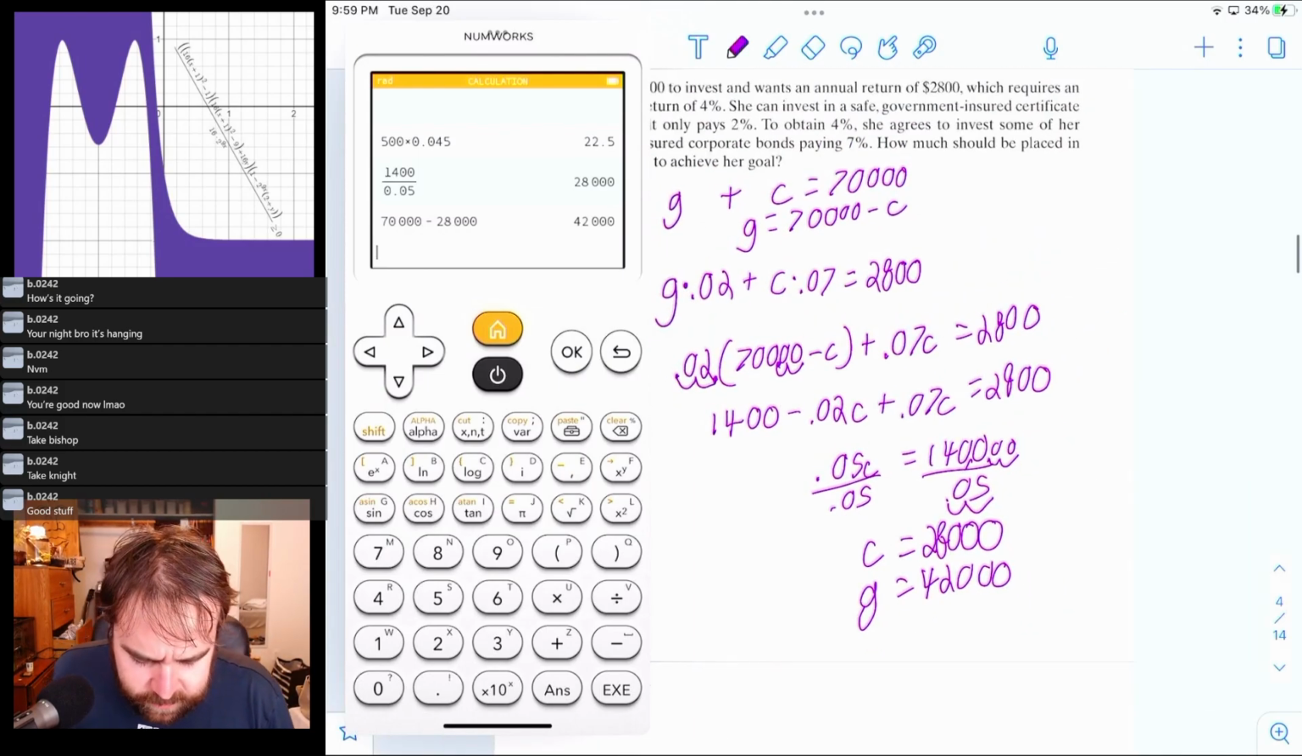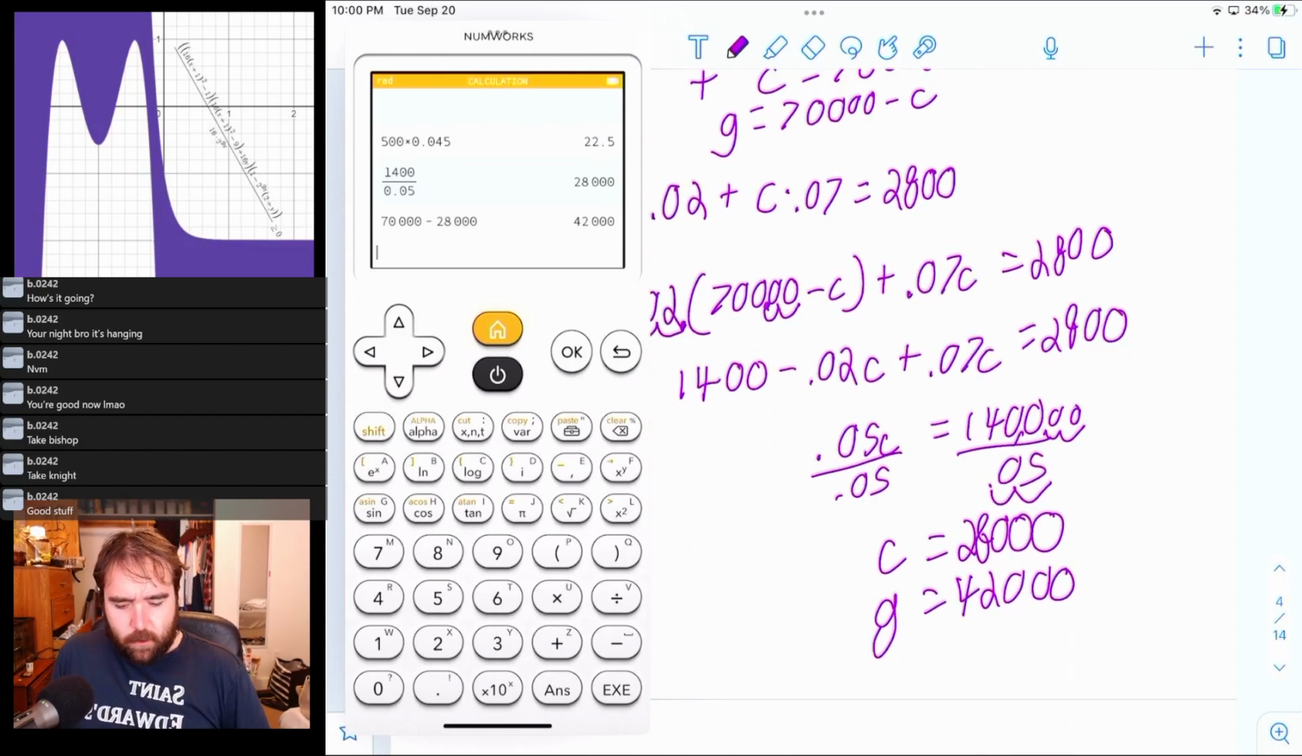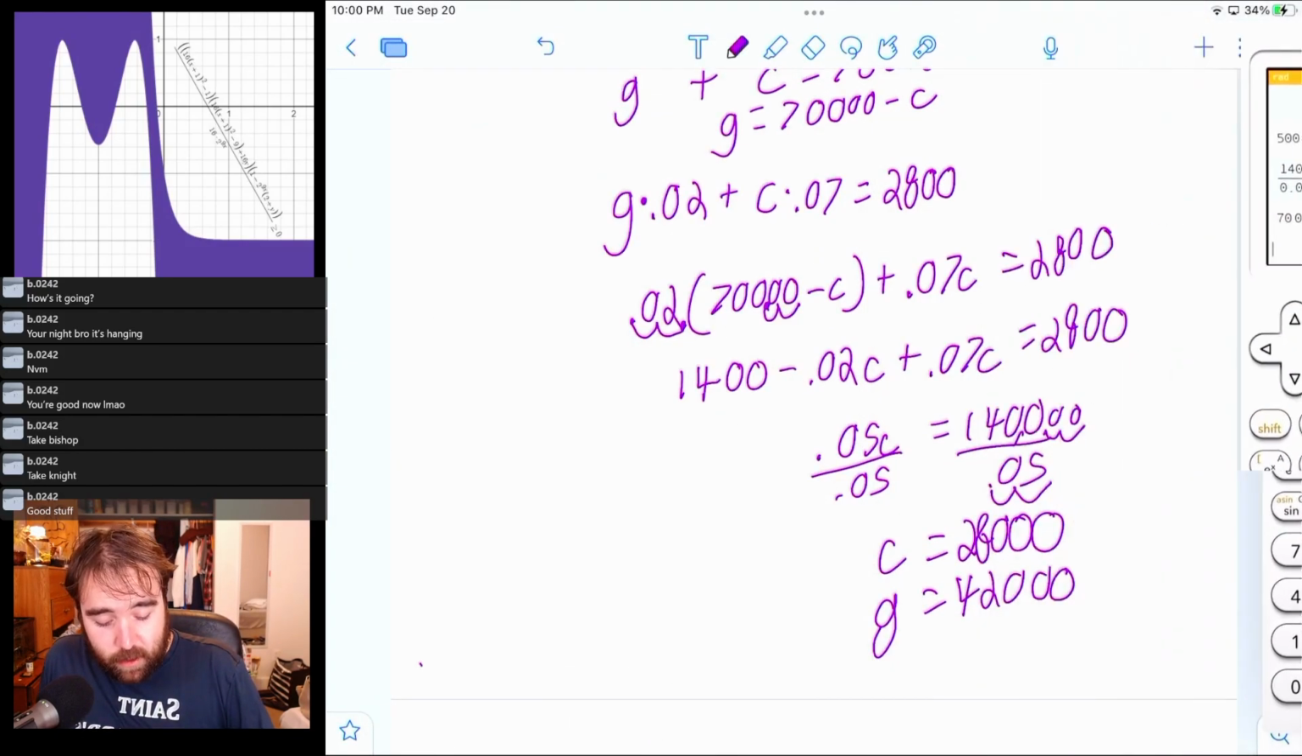So let's see. Does that make sense? Well, she wants 4%, so she's going between 2 and 7. So she wants closer to 2% than 7%. So we expect her to have more government bonds than corporate bonds, which we did calculate.